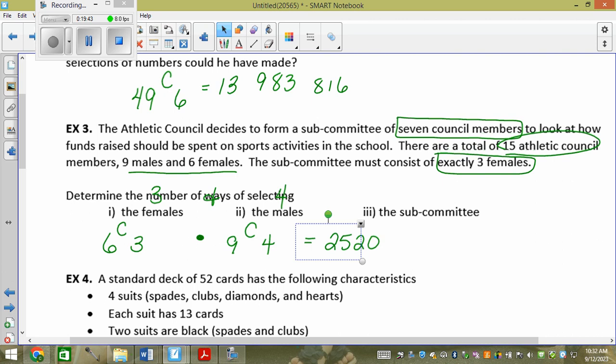So it's 2520. If this was a written response, you'd have to say there are 2,520 different subcommittees that consist of exactly 3 females, right? You have to have a sentence.